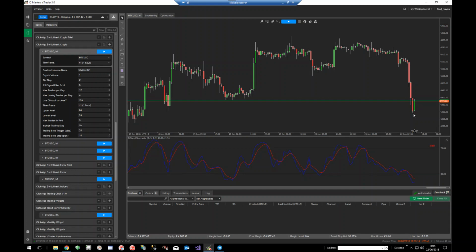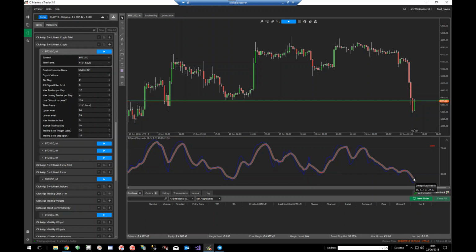It's just a probability. But what this would do, this would say that if the stochastic signal line, I think it's the red one, goes below 24, okay, I think it is 24, it will close all sell positions. Because what it's saying is, it's oversold. This Bitcoin is oversold. I'm going to close all my sell positions and get out. Okay, that's the only way this trading robot actually closes positions.